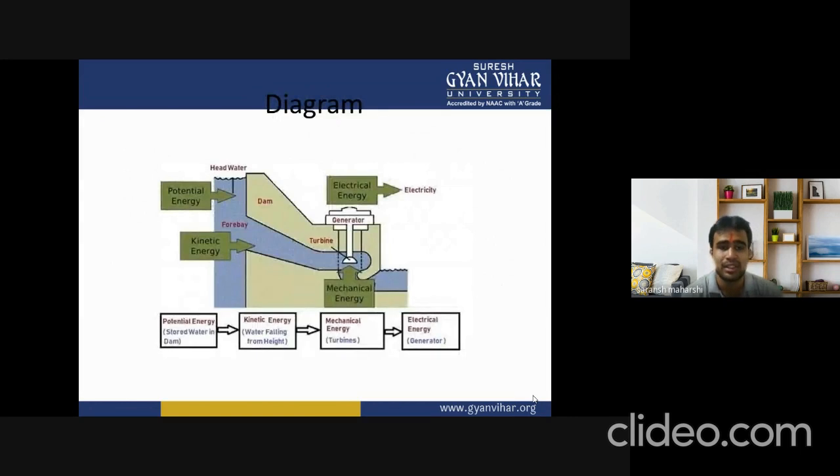Then that is the diagram. Here we discuss some words like headwater, dam, turbine, electrical energy, generator, mechanical energy, potential energy, kinetic energy, electrical energy.